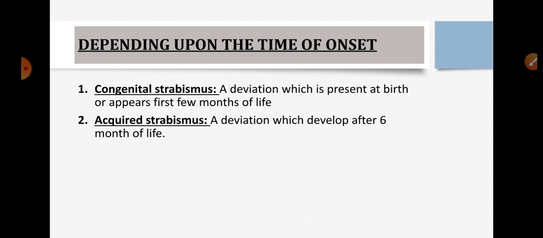Now depending upon the time of onset, there is congenital squint and acquired squint. Congenital squint, if squint is present before 6 months of age, that is congenital squint. And acquired squint, a deviation which develops after 6 months of life, that is acquired squint or acquired strabismus.